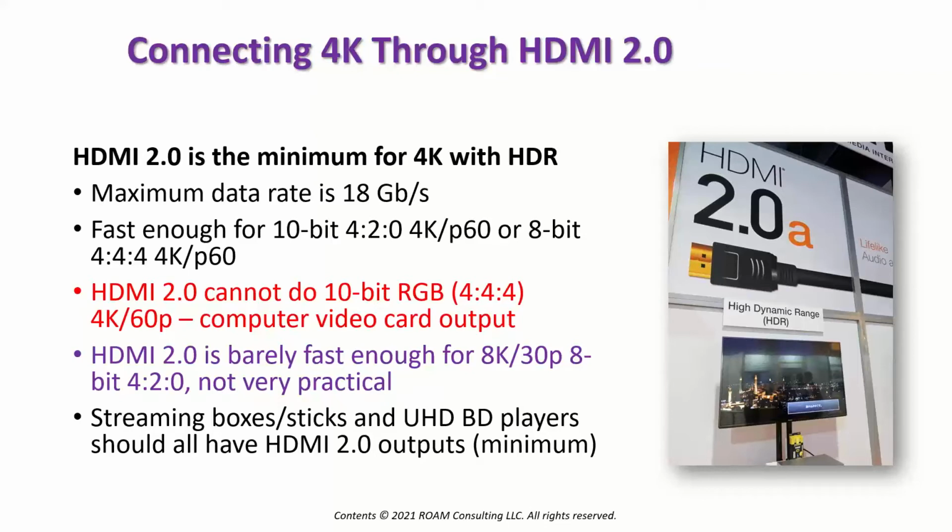Believe it or not, the first 8K TVs that came to market, that's all they could do. I felt bad for the people that bought them because they had a heck of a time trying to get a signal through them. So your streaming boxes, streaming sticks, Ultra HD Blu-ray players, anything you use to get Ultra HD and 4K content needs to have an HDMI 2.0 output at the minimum.